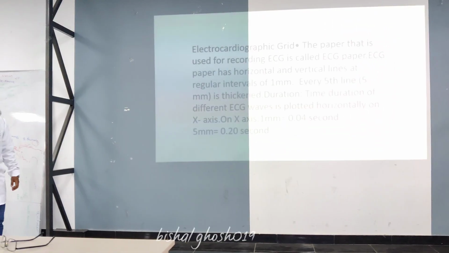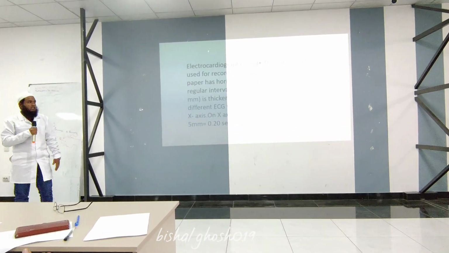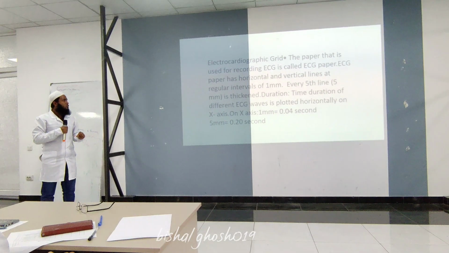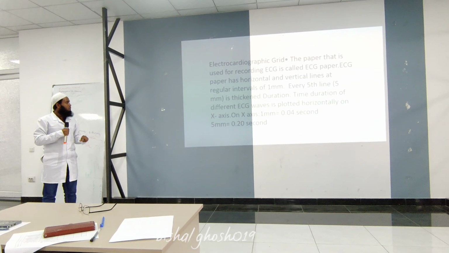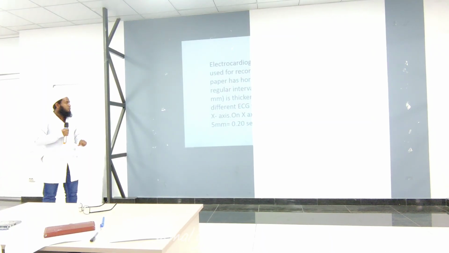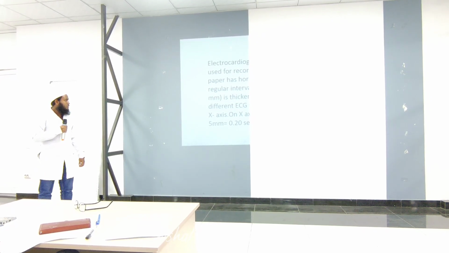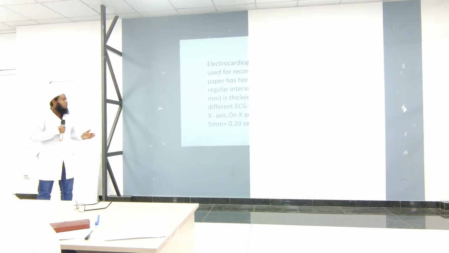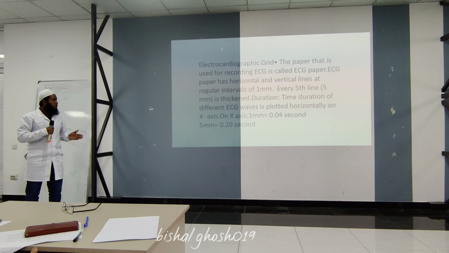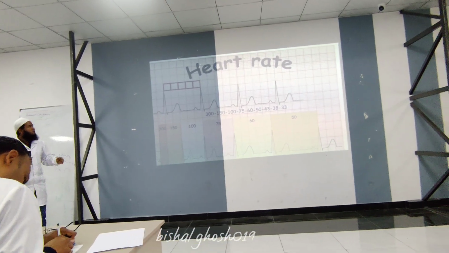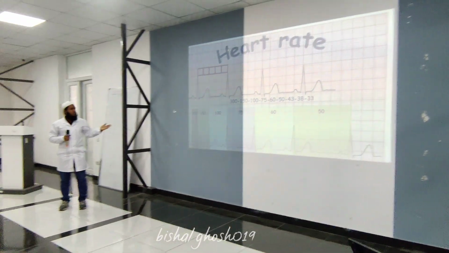The paper used for recording ECG is called ECG paper. ECG paper has horizontal and vertical lines. The smallest square is 1 millimeter. Every 5th line is thickened, which is 5 millimeters. The time duration of different ECG waves is measured horizontally on the x-axis. On the x-axis, 1 millimeter is 0.04 second and 5 millimeters is 0.20 second. So here we are going to see how to measure the heart rate.